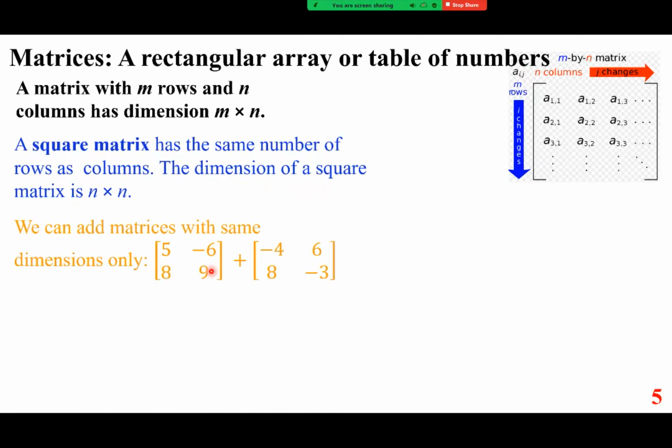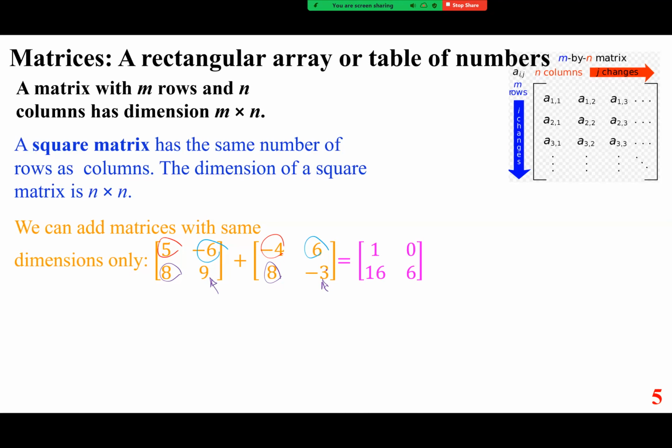We can add matrices with the same dimensions only. For example, this is 2 by 2, this is 2 by 2. So you add 5 and negative 4, that gives you positive 1. You add negative 6 and positive 6, that gives you 0. You add 8 and 8 gives you 16. You add number 9 and negative 3, and that gives you positive 6. That's how you add them up.